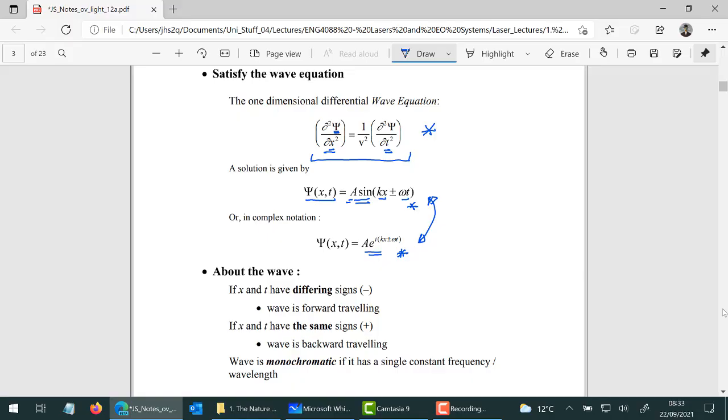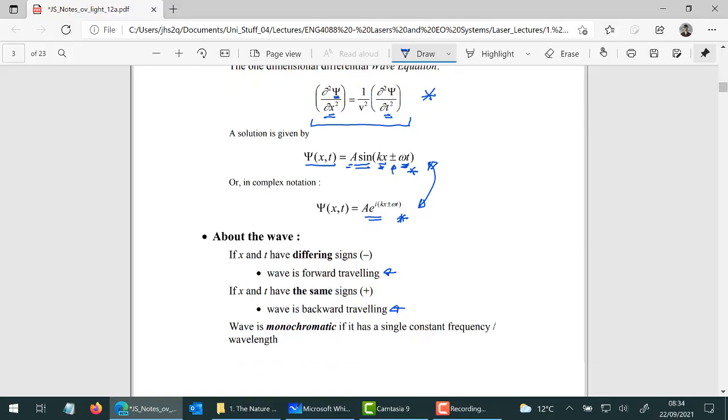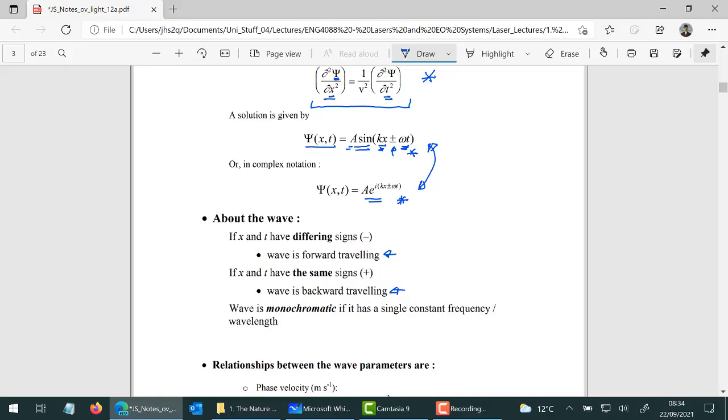So some things to note about the wave: if the thing involving space and the thing involving time have different signs, then the wave is moving forward, travelling in a forward direction. If they have the same sign, so in this case if it was kx plus omega t, then the wave would be travelling backwards. And we say that the wave is monochromatic because it has one single constant frequency or wavelength.